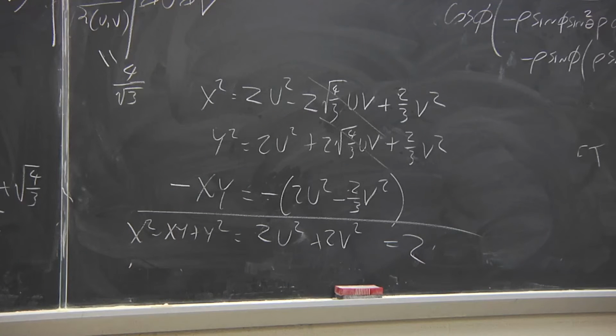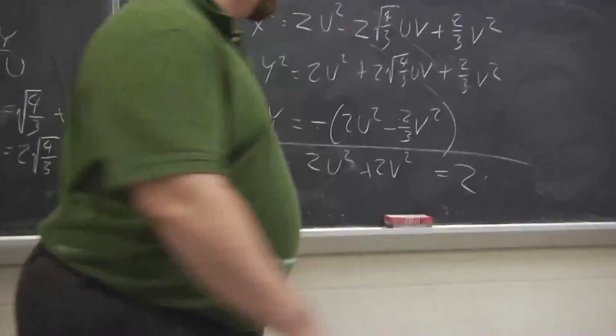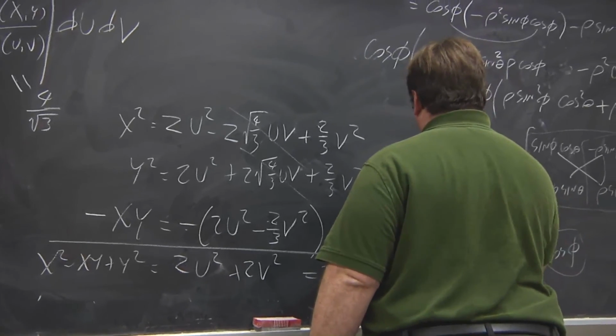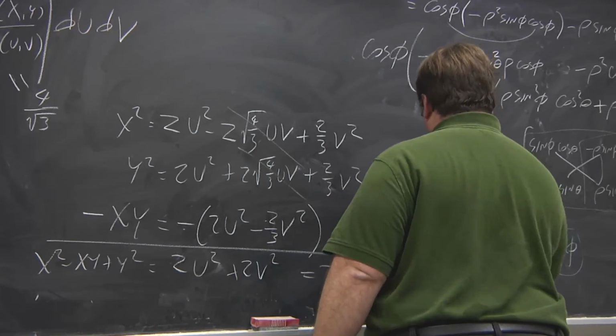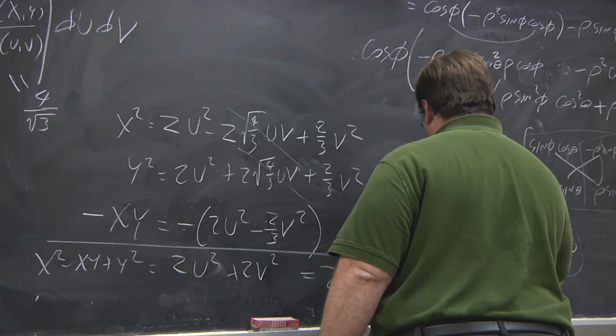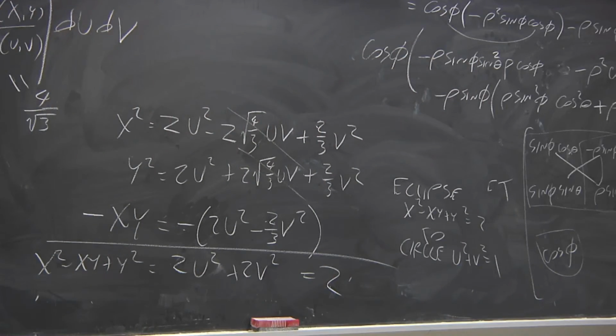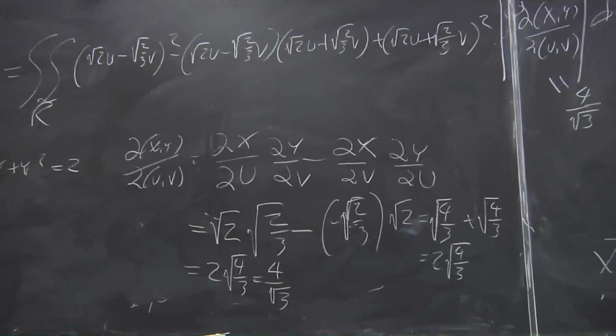Oh. So all of this is equal to 2. So when we write this in terms of u and v, all of this is equal to 2, so that's why I've equated this to 2 here. So what do we have? We've mapped from the ellipse x squared minus xy plus y squared is equal to 2 to the circle u squared plus v squared is equal to 1. So now we know exactly how to integrate over this. So let's write out what the actual integral is now.